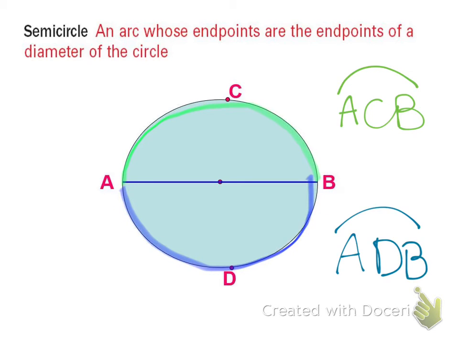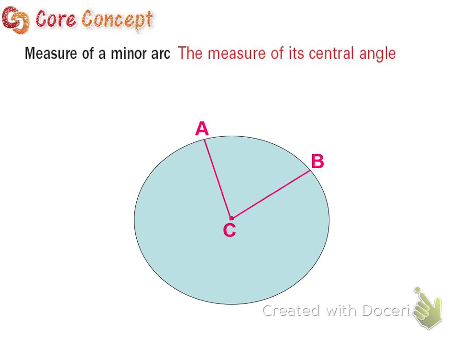And again, you could reverse it if you choose. B, B, A, same thing. All right, you can flip to the next side. This next portion is not on your notes, but we talk about it because I've already kind of said it. The measure of a minor arc is the measure of its central angle.